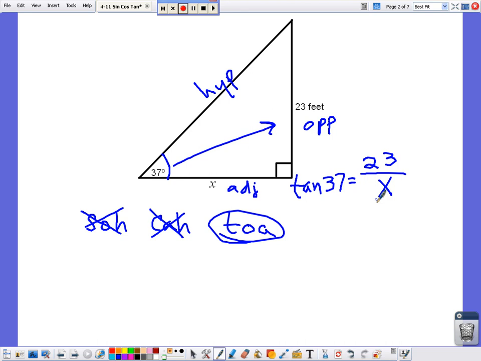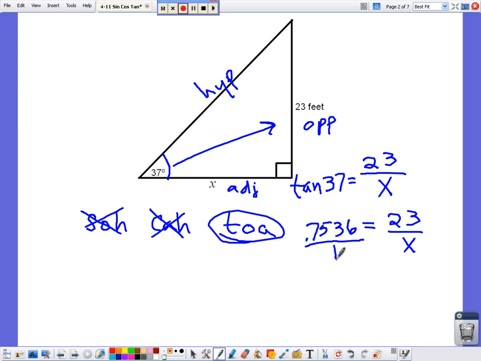So I would go tangent of 37 to get 0.753, or I could round that to 4. So I'll go 0.7536. How's that? Equals 23 over x. Okay. Well, I don't know about you, but I like it when I have a fraction equal to a fraction. So I'm going to turn this left side into a fraction, just dividing by 1. So now I can cross multiply.